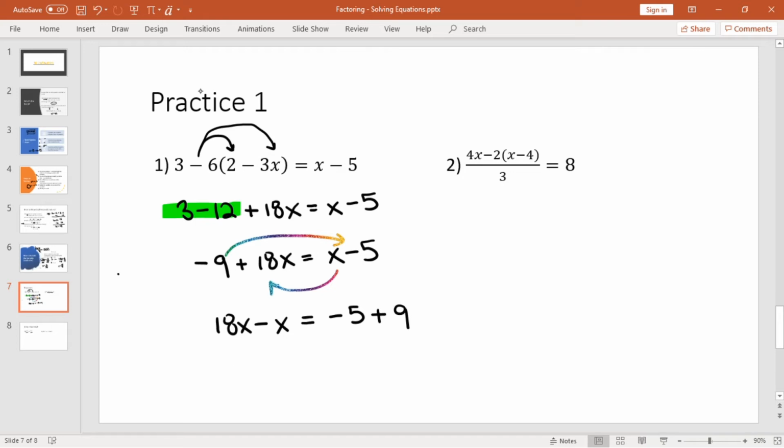Okay. Do the math, collect like terms. 17x is equal to 4. And then divide both sides by 17 to isolate the x, and you're going to get x equals 4 over 17.